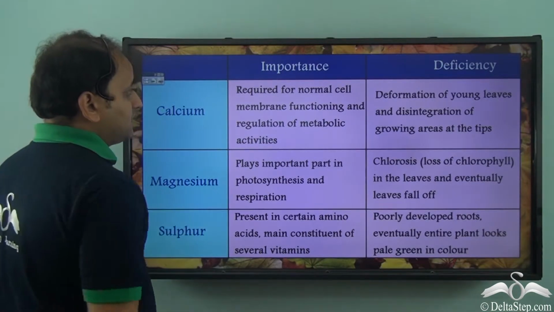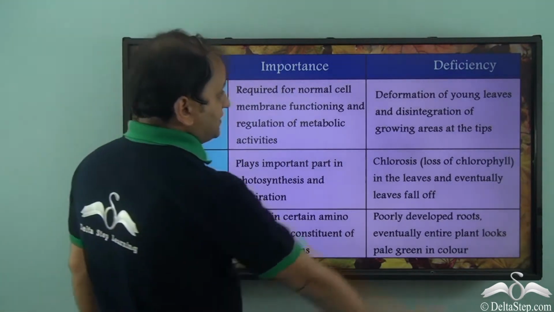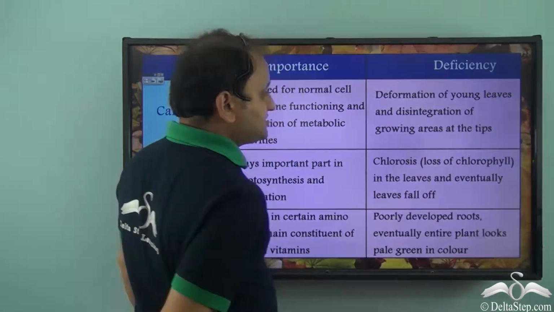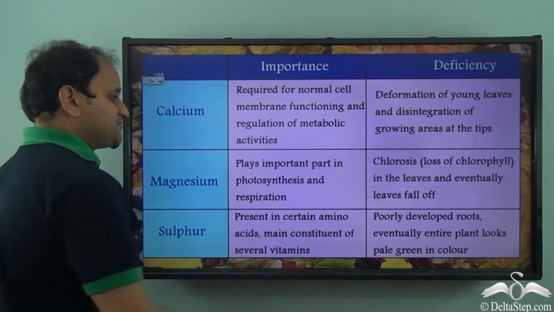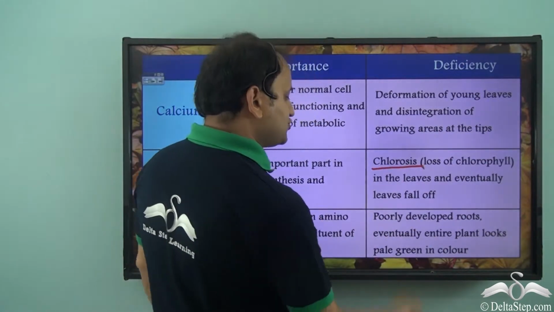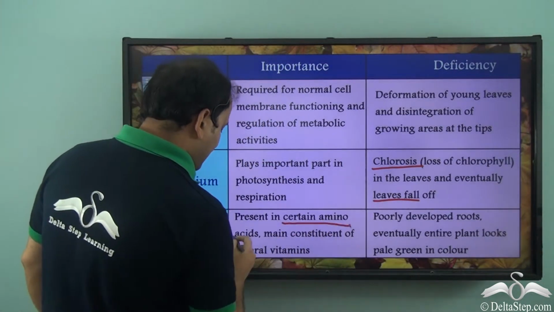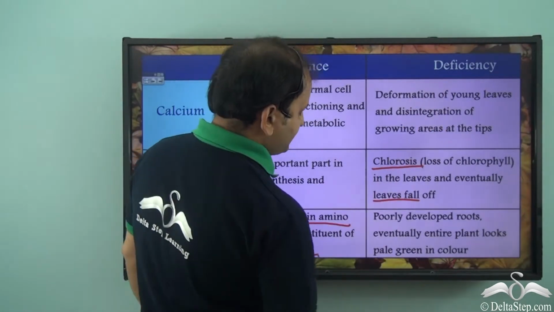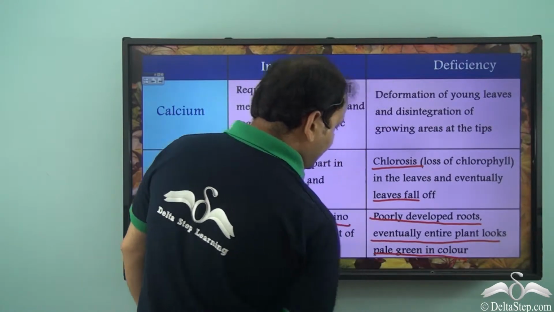Now let's come to calcium. It is required for normal cell membrane functioning and regulation of metabolic activities. Deficiency symptoms are deformation of young leaves and disintegration of growing areas at the tips. Now let's come to magnesium. It plays an important part in photosynthesis and respiration. And what are the deficiency symptoms? Chlorosis and eventually leaves fall off. Let's come to sulfur. Sulfur is present in certain amino acids and is a main constituent of several vitamins. Deficiency symptoms are poorly developed roots and eventually the entire plant looks pale green in color.